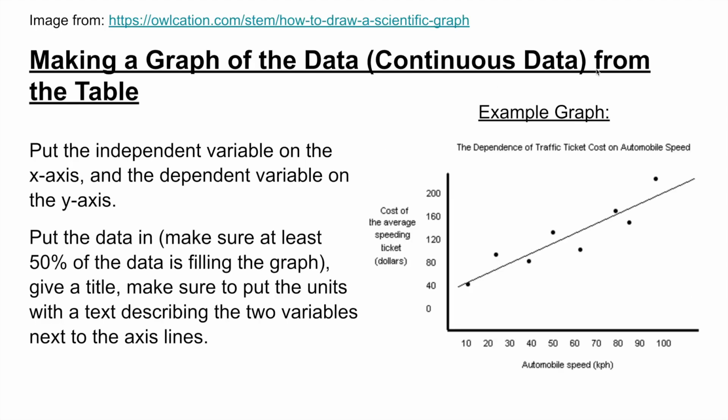To make a graph with continuous data, put the variables on their respective axes. Independent variable goes on the x-axis, and dependent variable goes on the y-axis. Put the data in. Make sure at least 50% of the graph is filled with data. Give a title, and make sure to put units with a text describing the two variables next to the axis lines.